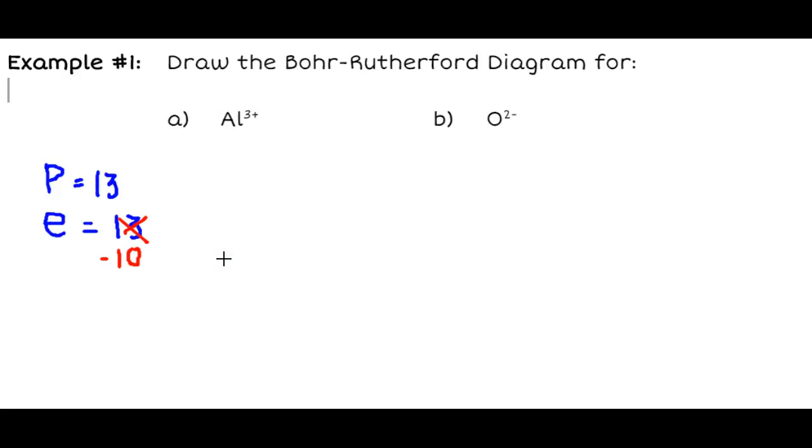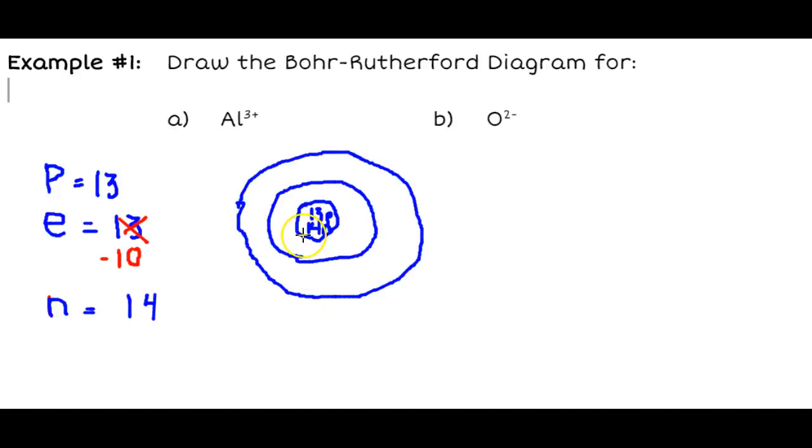From there, I would go ahead and draw my Bohr-Rutherford diagram once I'd figured out the number of neutrons. To save time right now, I'm just going to write those in. I know my mass number for aluminum is 27, and I know that the atomic number was 13, so the number of neutrons that I have is 14. I know it's a little messy, but I've got 13 protons in my nucleus and 14 neutrons, and now I'm going to start to populate this Bohr-Rutherford diagram with electrons.